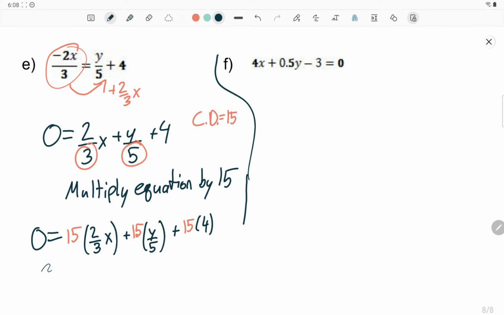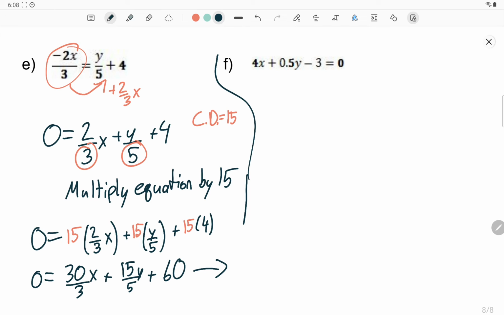All right, and let's do some math with that. So you're going to have 0 equal to, well, 15 times 2 is 30. So 30 over 3x plus 15y over 5 plus 15 times 4 is 60. And right now you're thinking, oh, there's still fractions there. That doesn't look right. There is one last thing we can do.